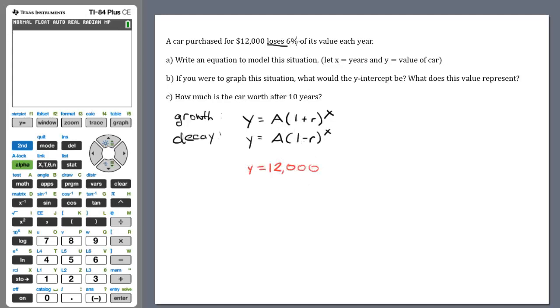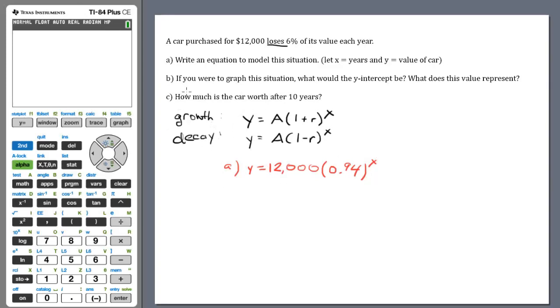And then if it's losing 6% per year, we're going to be multiplying by 1 minus the rate, and the rate is 6%. So how would you write that out? I'm thinking as a decimal. If you lose 6% of the value every year, so we're doing 1 minus 6% as a decimal, what should the factor that we're multiplying by every year be? Well, if you lose 6%, that means you're going to keep 0.94 of the value of the car. And then we're going to raise that to the power of x. So that's our equation. That's for part A. This is our answer to part A.